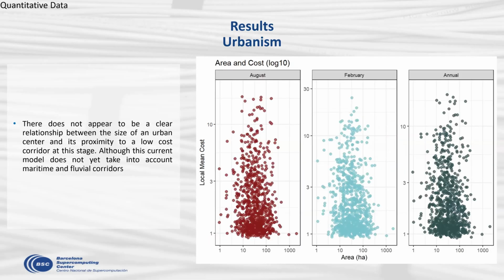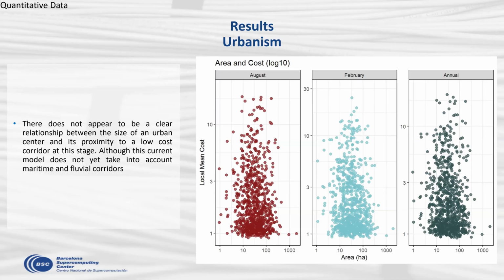Then, looking into more detail, we try to compare the size of urban centres and the proximity to the low cost corridors. The local mean cost here is for each individual urban centre, and the lower that local mean cost is, the closer it is to one of these low cost corridors. So you can see here there isn't as clear a relationship. The biggest urban centres, like Rome down here, do have a very low cost, so they are very close to these corridors, but there isn't as clear a relationship there.